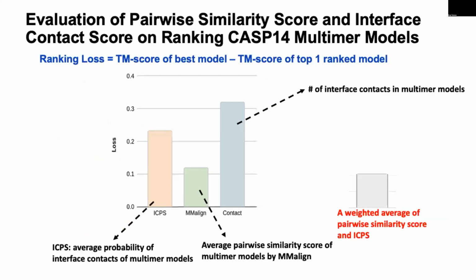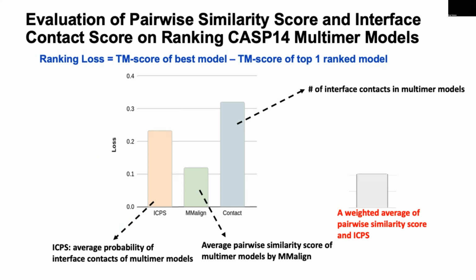Now, before CASP, we did an experiment to compare the average pairwise similarity score and the interface contact score to see how well they work on ranking CASP15 multimer models. We use ranking loss to compare them. Ranking loss is basically the TM-score of the best model for that target minus the TM-score of the top 1 selected model by each metric. So we can see how good they can rank those models: smaller is better. The baseline method is basically Ali Olofsson's method, which just counts the number of contacts in the interface. You just use that to rank models.